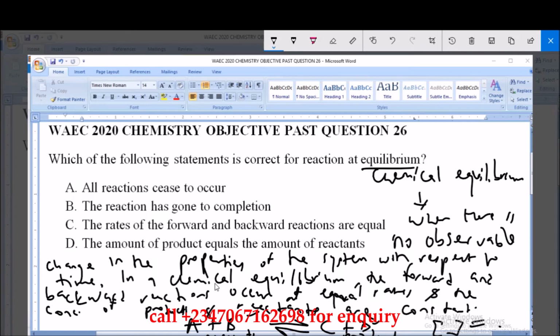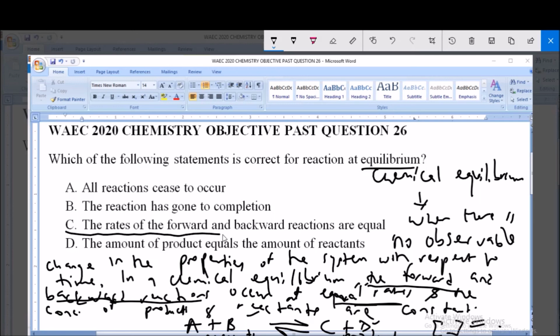So as we have seen here, option C says the rates of the forward and backward reactions are equal, and we have discussed in this explanation that the forward and the backward reactions occur at equal rates. So that is one of the statements that describes a chemical equilibrium. Therefore, option C, the rates of the forward and backward reactions are equal, is correct for a reaction at equilibrium.